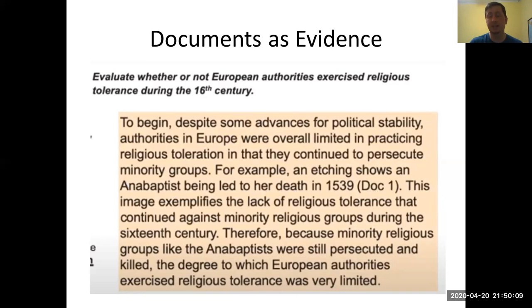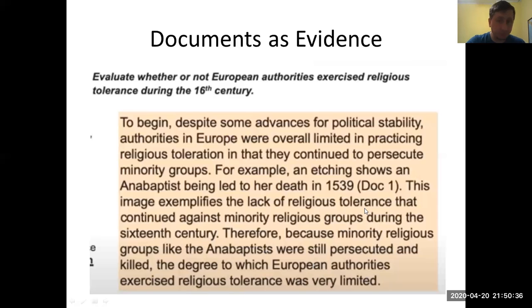But in this sentence, they introduce the document and they describe it. So let's move on and see how they explain that this proves they are right. This image exemplifies the lack of religious tolerance that continued against minority religious groups during the 16th century. Basically saying that this picture shows exactly what I'm saying. Therefore, because minority religious groups like Anabaptists are still being persecuted and killed, the degree to which European authorities exercise religious tolerance was very limited.